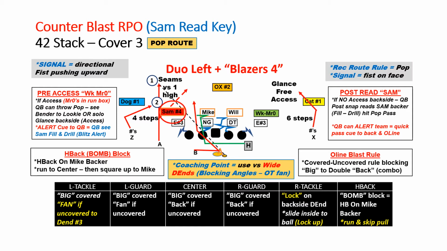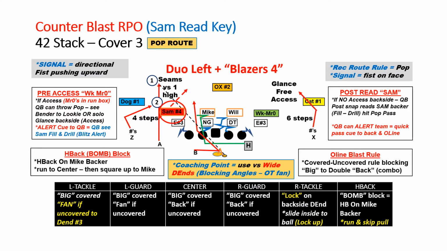All right, second defense is a 4-2 stack cover 3. It's stacked because the linebackers are stacked over the guards, and it's cover 3 because we got 1 high safety with 3 deep secondary. As always, the quarterback wants to do his ANA, access, no access, pre-snap.